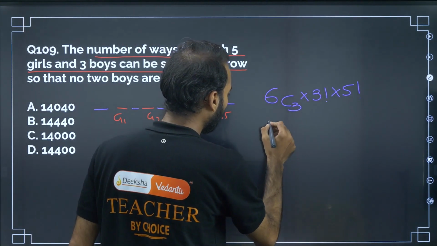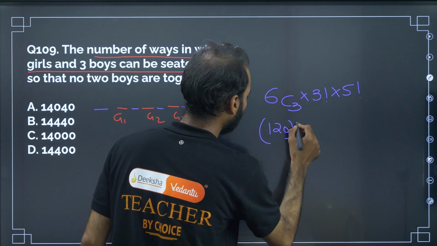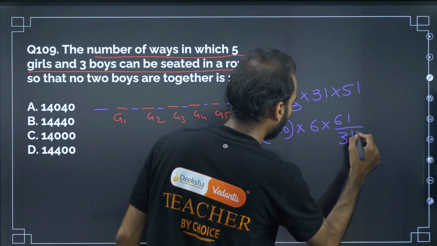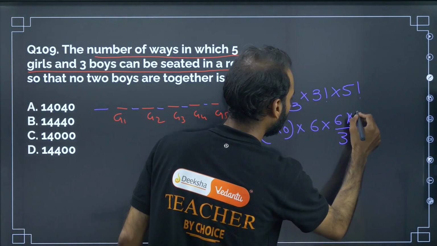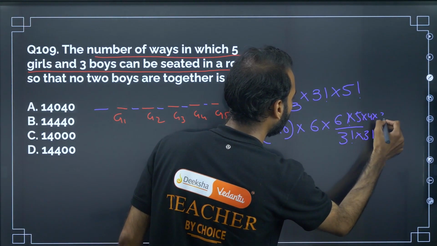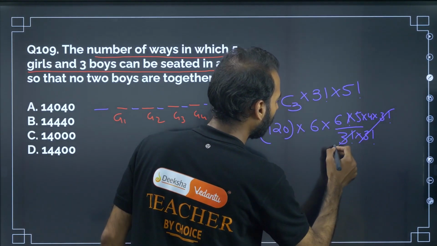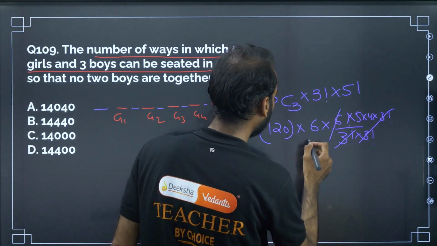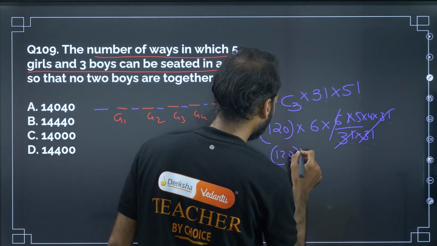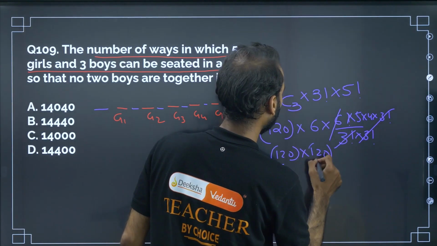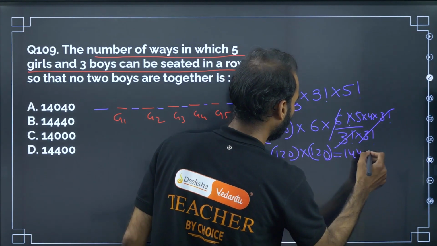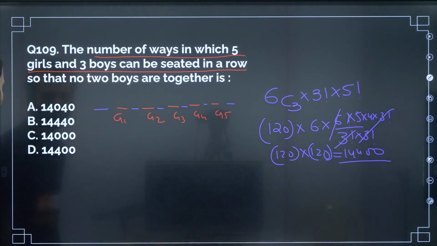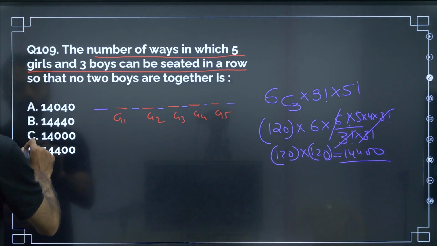Now 5 factorial is 120, 3 factorial is 6. 6C3 is 6 factorial by 3 factorial into 3 factorial, so 6 into 5 into 4 into 3 factorial, 3 factorial cancels, 6 cancels. 5 4s are 20, 2 6s are 12, so 120 into 120 is 14,400. Is there any option like this? 144,000. D is the answer.